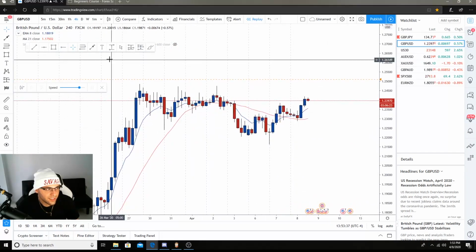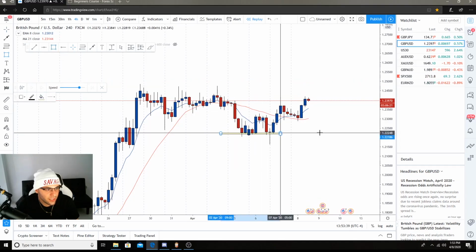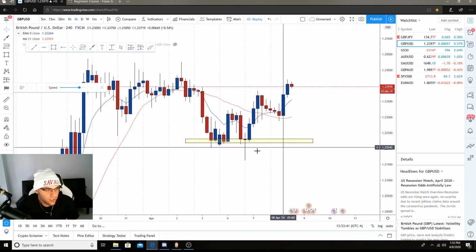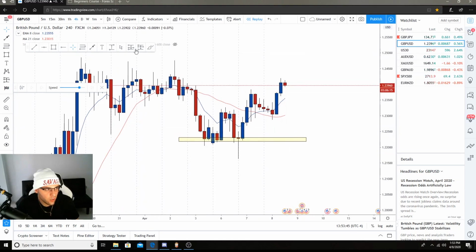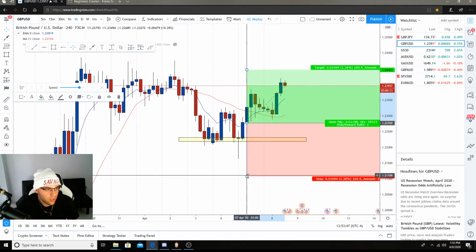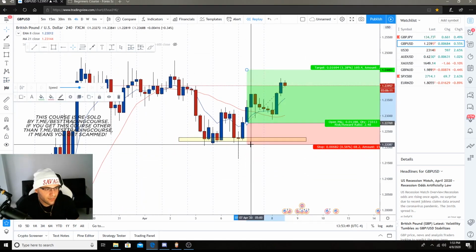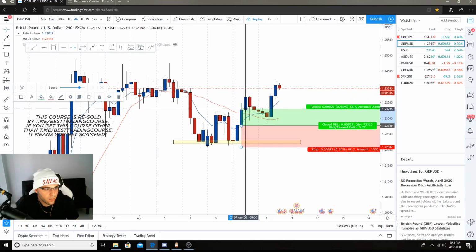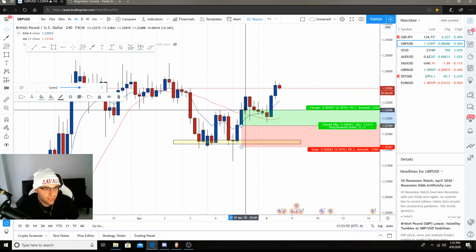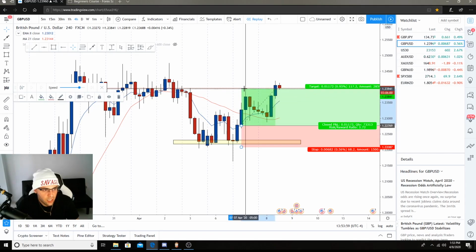As you guys can see here, it's literally the same setup right here. Rejected a level of support, fat rejection. We waited to close bullish. Stops under the wicks. Man, that's a 60-something pip stop loss.